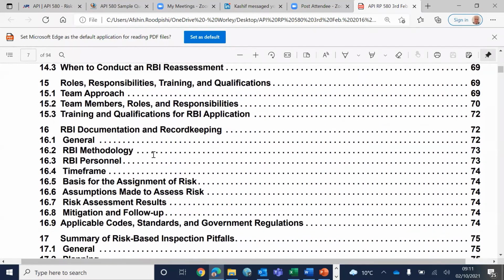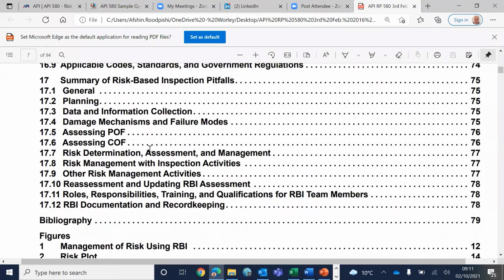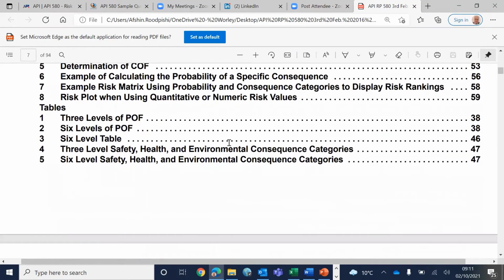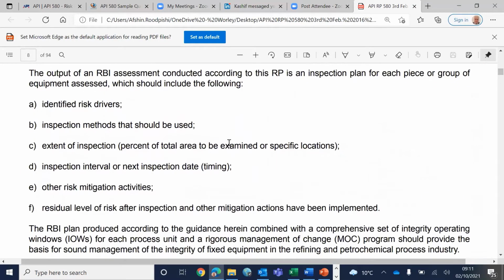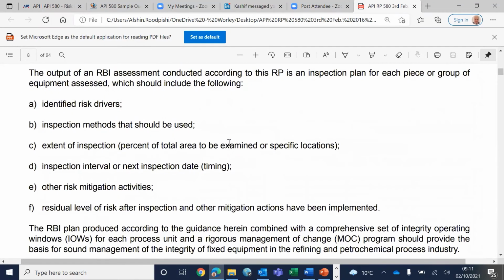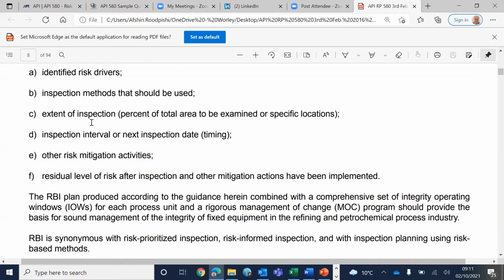And then how you do documentation and record keeping. And then there would be a summary of pitfalls. You should not be over enthusiastic or unnecessarily display the risk as much more than what it is. And then there are tables and bibliography. Okay, so if I go to the introduction, you need to identify risk drivers, inspection methods, and extent of inspection. So that's the whole philosophy.